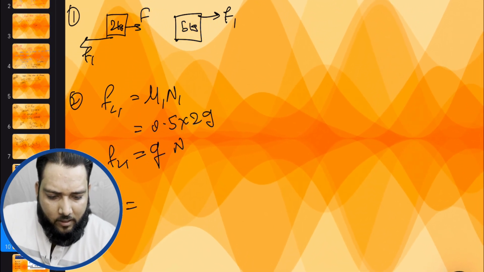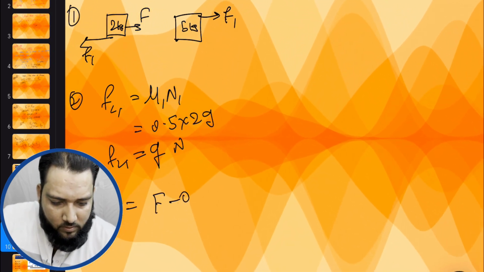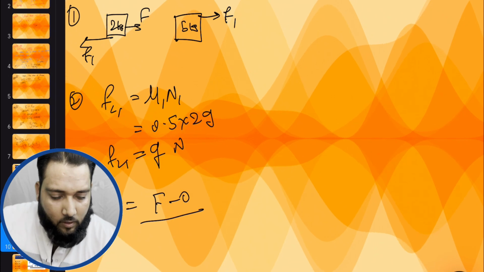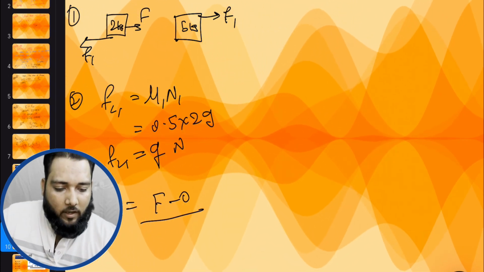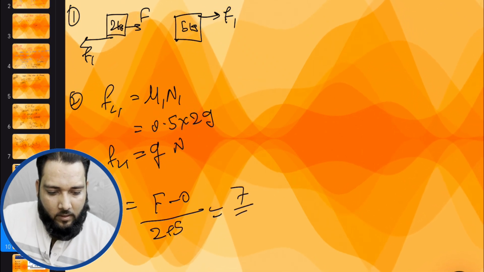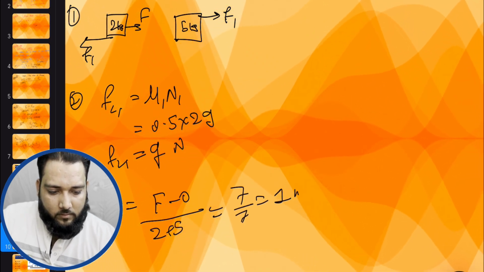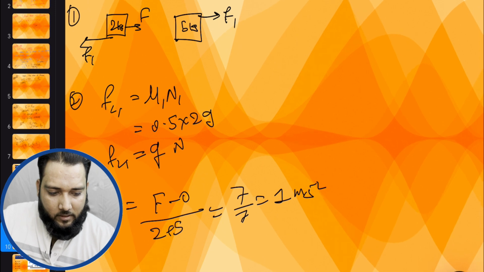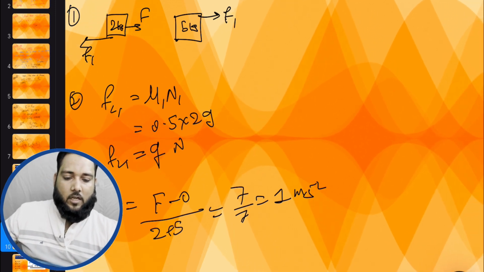The third step is to calculate the common acceleration, that is net force. So F minus 0, as there is no friction between the ground and the block, the ground is smooth, divided by both the blocks, 2 and 5, that is 7. And F is given as 7 Newton. So 1 meter per second square. This is the common acceleration.